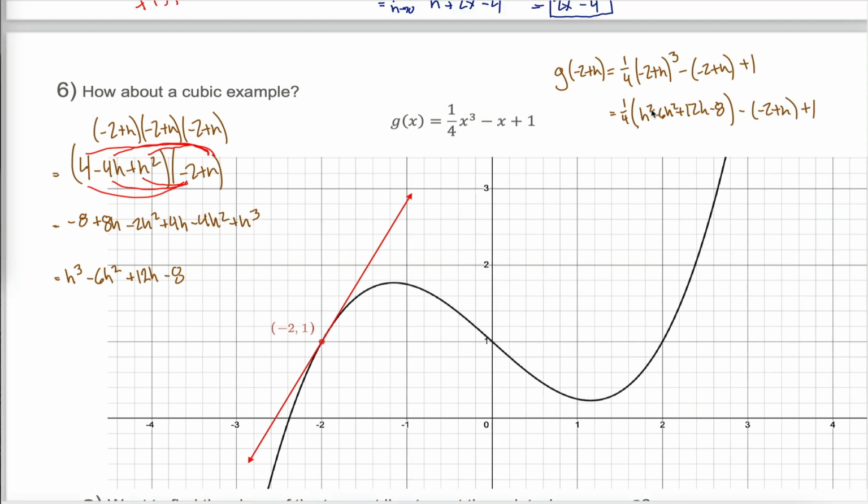It looks like I wrote an h squared up here, but I meant h cubed. If this example wasn't hard enough already, me making mistakes makes it even harder. Sorry about that. What I want to do now is get rid of all the parentheses.